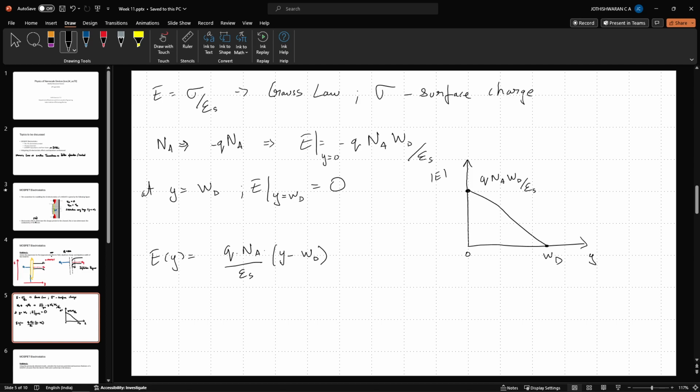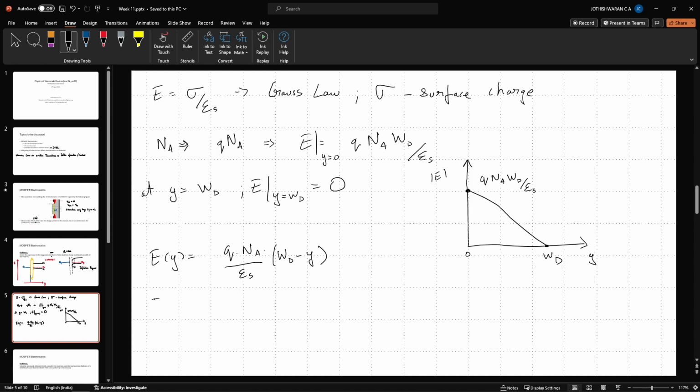Although you don't need the minus sign here, assuming q itself is negative. In that case, this is going to be Wd minus y, so that I'll have the same expression that is present in the lecture slides. So this is the expression. From this we can also get the electric field, which is just the derivative of this. From that we get Qna by epsilon s. So now this is the electric field at any point over here.